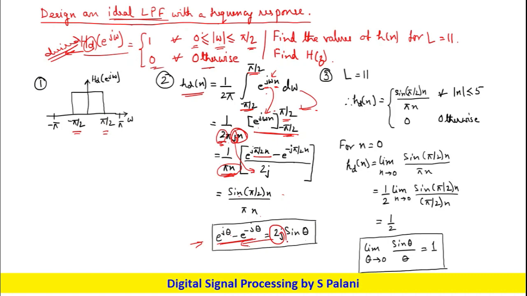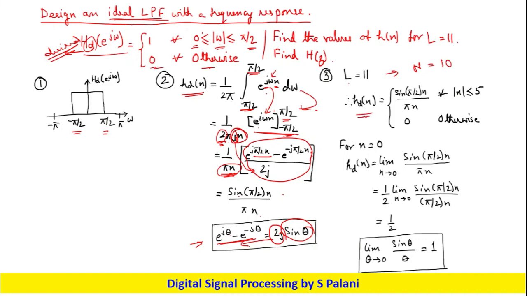Okay. So this component became the sine theta basically, right? Now next, find the values of hn for L equals 11. Then find hz. So when L is equal to 11, we have capital N equals 10, right?